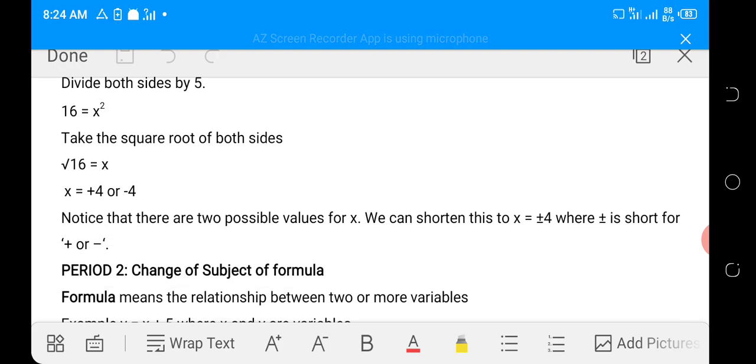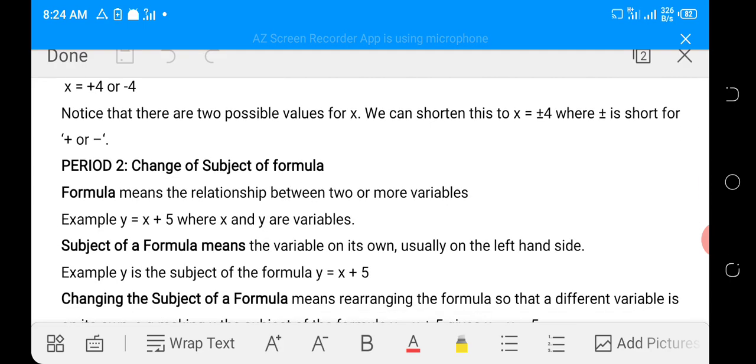Then the next thing is to find the square root of both sides. The square root of x is equal to the square root of x squared, and the square root of x squared is going to be x, meaning that x is equal to the square root of 16, and the square root of 16 is going to be +4 or -4. Note, there are two possible values for x. We can shorten this by writing it as x equals ±4, where plus or minus is short for plus or minus.